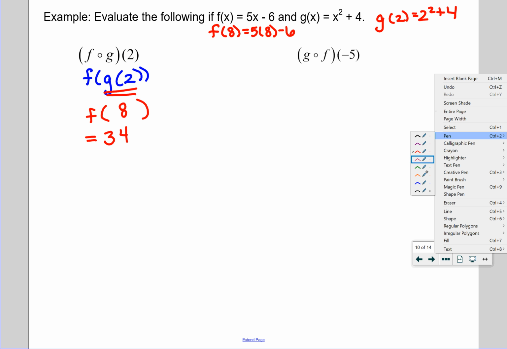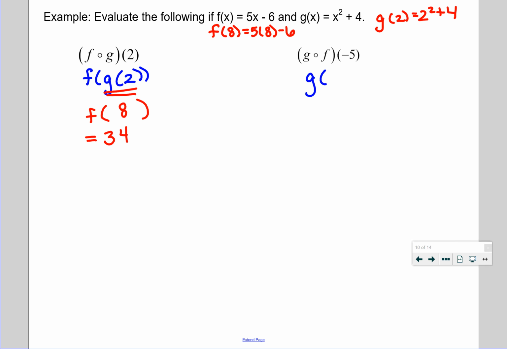g of f of negative 5. Again, I'm going to write it like this. g of f of negative 5. So what am I plugging into where first here? What's my first step? Negative 5 into f. Okay, and again, maybe you can do that in your head or do it in your calculator. If I plug negative 5 into f, it would be 5 times negative 5, which is negative 25, minus 6, is negative 31. f of negative 5 simplifies to negative 31.